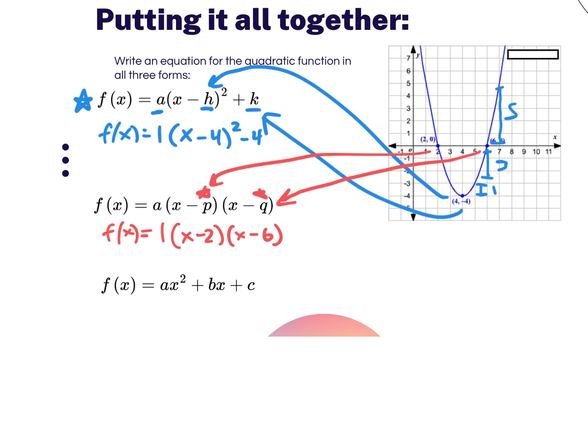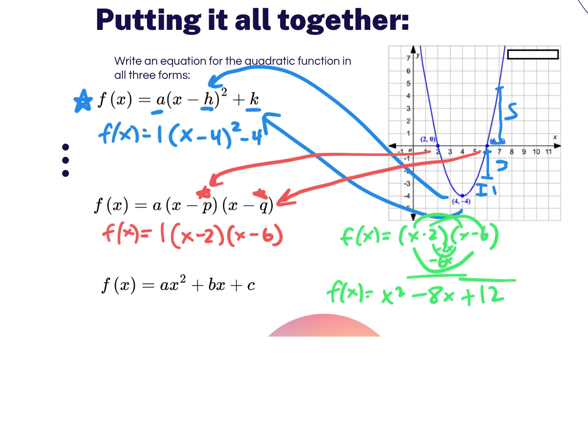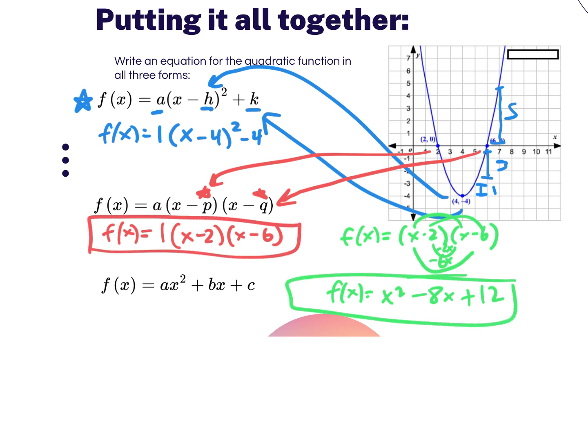And lastly, we need to FOIL one of these equations, or expand one of these equations, to write it in standard form. So I'm going to do that over here. I've got f of x is equal to x minus 2 times x minus 6. Foiling that, I get f of x is equal to x squared minus 6x minus 2x, which combine to give you minus 8x, and then finally positive 12. So now I have written all three forms for a quadratic from a graph.